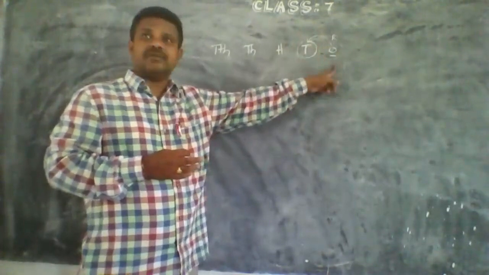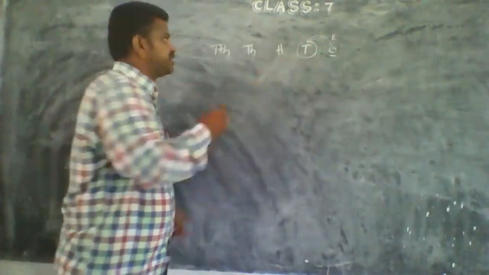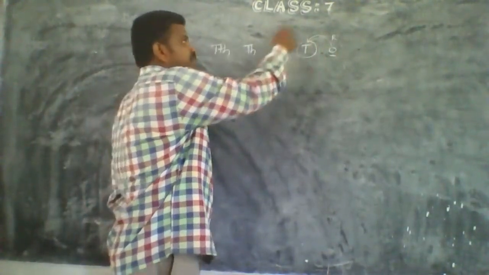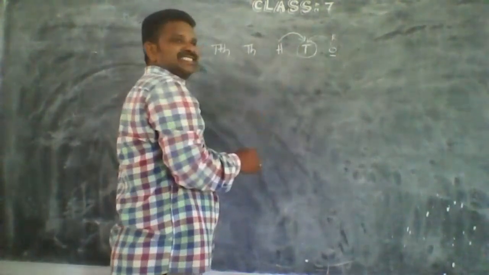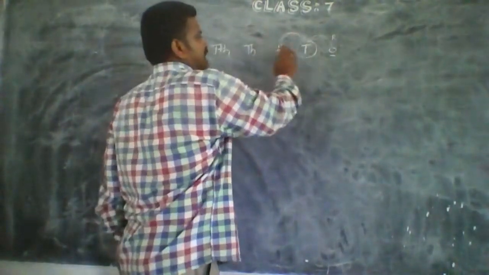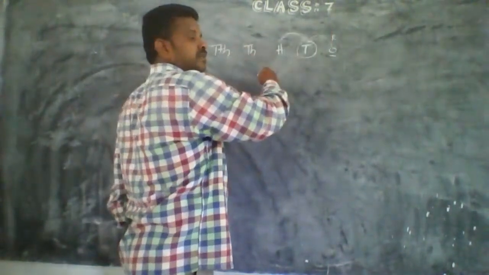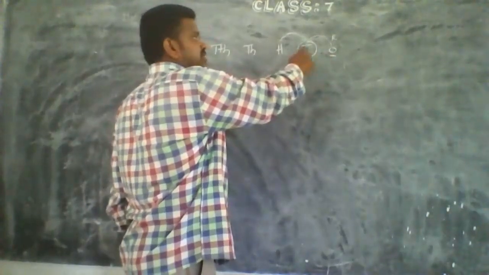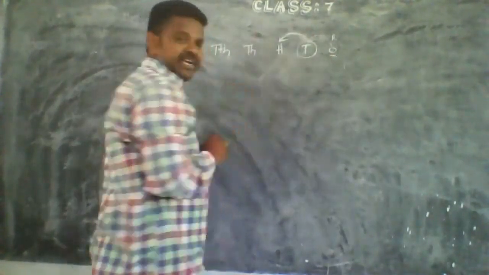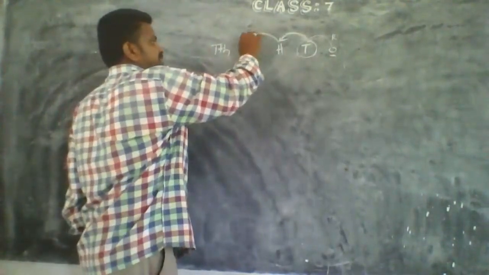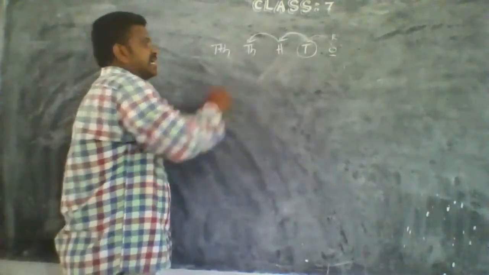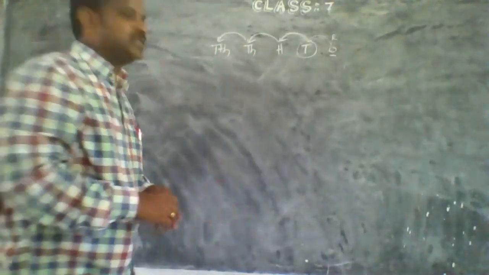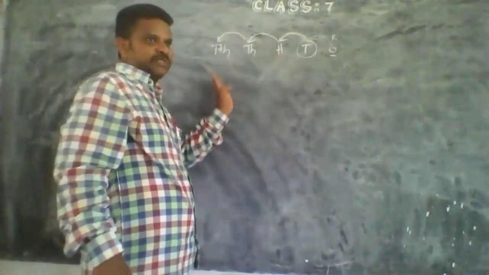1/10 part of 10 is 1. Next, 1/10 part of 100 is 10. Let us first discuss how to move from right to left. When we are moving from right to left, 10 ones make 10, 10 tens make 100, 10 hundreds make 1000, and 10 thousands make 10,000. So it is increased by 10 times.